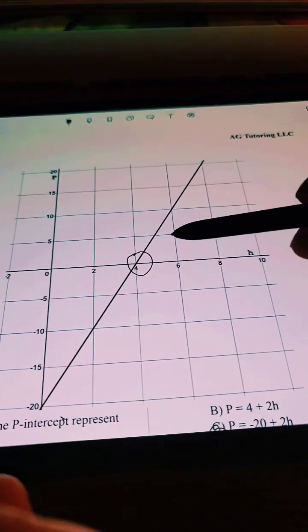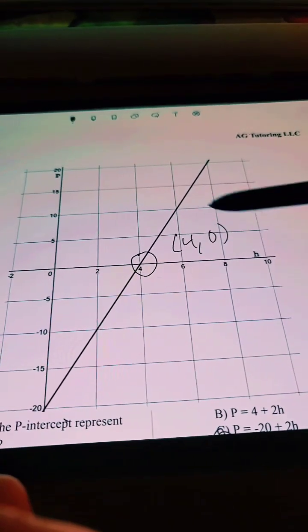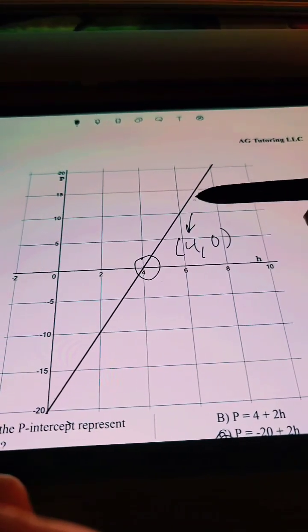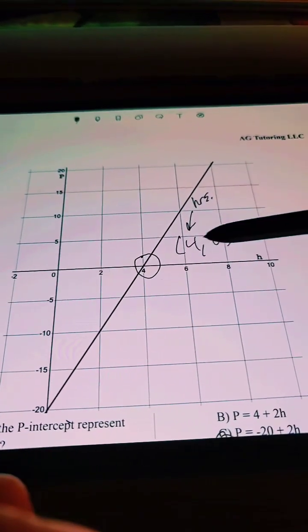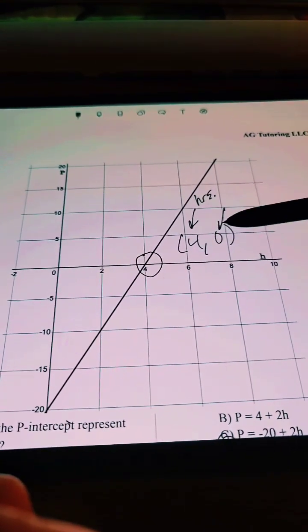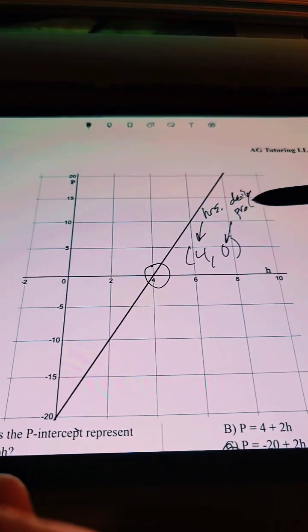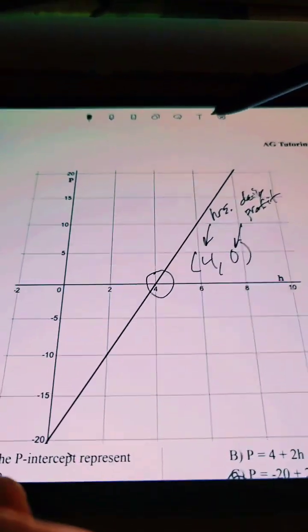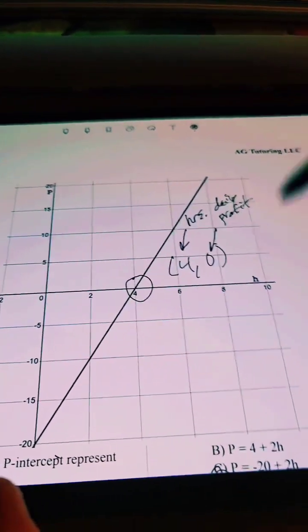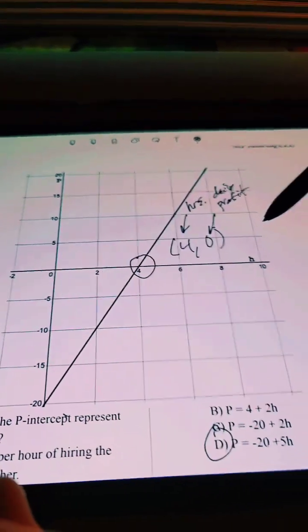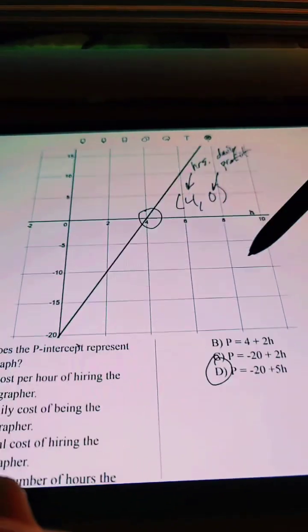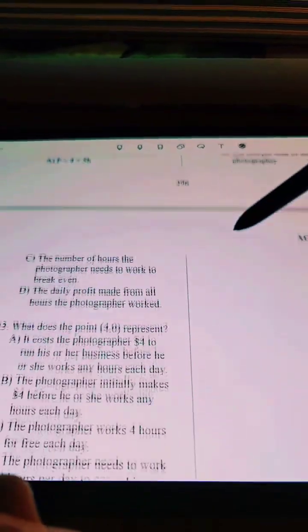Remember, this means that we have H, or the hours, being 4, and then that means that the daily profit, P, is 0. So there's 0 daily profit happening after 4 hours of photographing or working as a photographer.